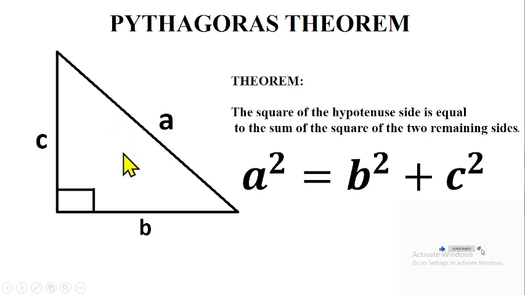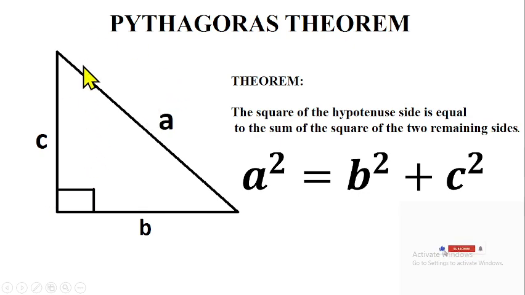So it means that the Pythagoras theorem is only applicable to a right angle triangle. Now, since we have sides in a right angle triangle and we also have angles, where can we apply Pythagoras theorem? Can we apply it to resolve the angles, or can we apply it to resolve the sides only?